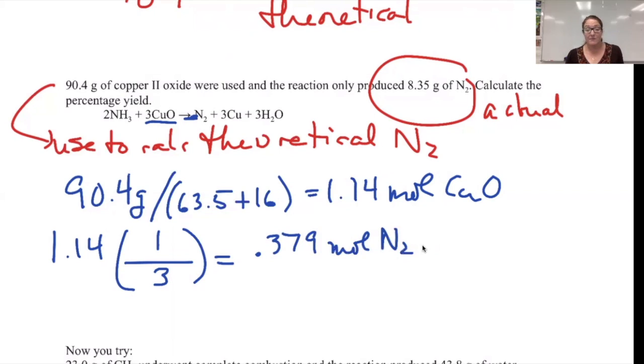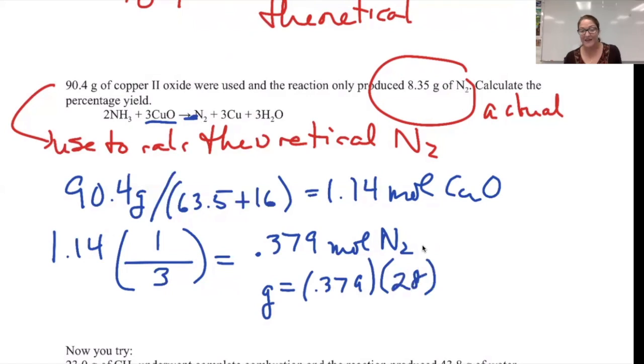But I need to compare masses, so I'm now going to get the grams of N2 by doing the moles times the molecular weight, which is 28 because it's N2. That gives me a theoretical yield of 10.6 grams of N2.